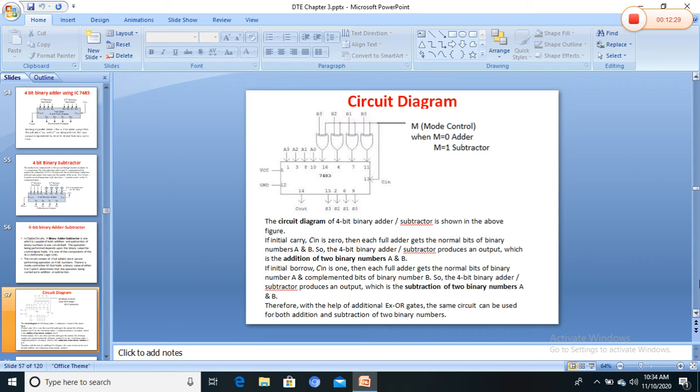There is one mode control pin, which is used for the adding and subtracting operation. The operation performed by the circuit, addition or subtraction, depends upon the select M input pin. Number B is applied to the adder through XOR gates. One input of each XOR gate is connected to the mode select pin, and for the operation of an adder, the mode select pin is connected to 0, then the 4-bit addition operation is performed.